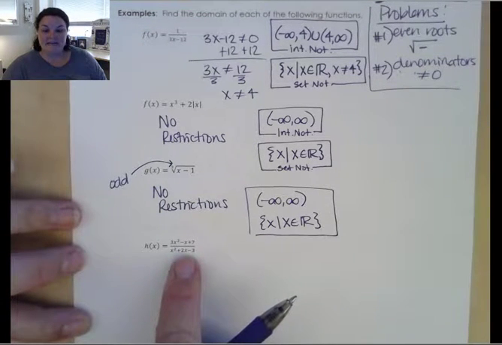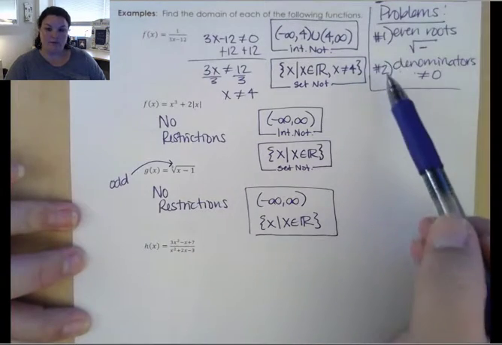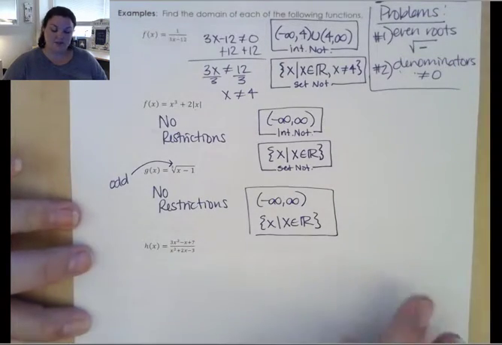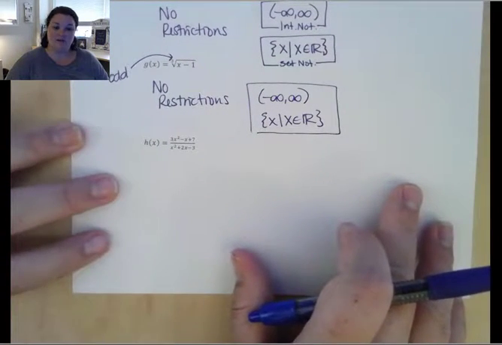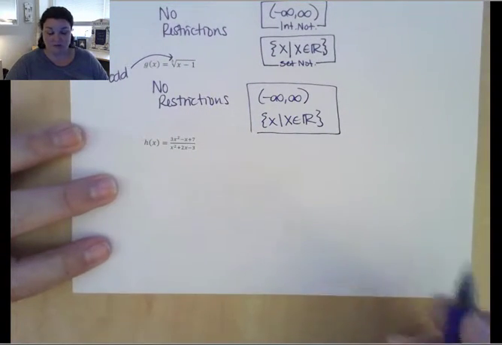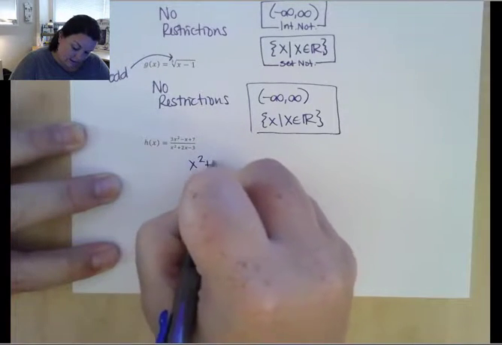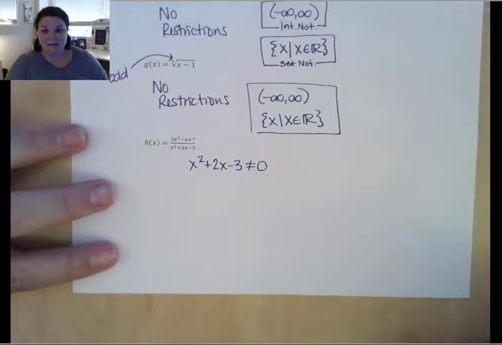Do I have an even root radical? Well, if I look on the top and bottom, I don't have any radicals, so I don't have to worry about the number 1 problem. Number 2 problem is that my denominator can't be 0. So I do have a denominator here. So I want to make sure my denominator does not take on the value of 0, and the only way to do that is to set it equal to 0. So x squared plus 2x minus 3, we want that to not equal 0.